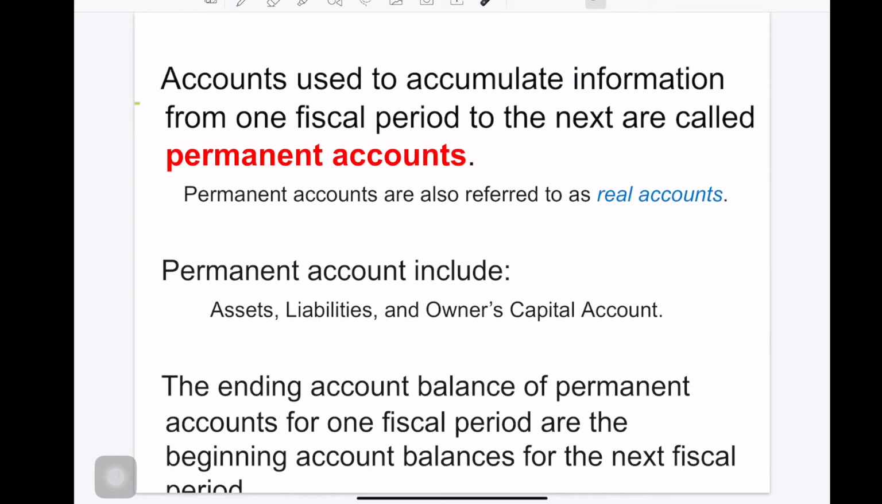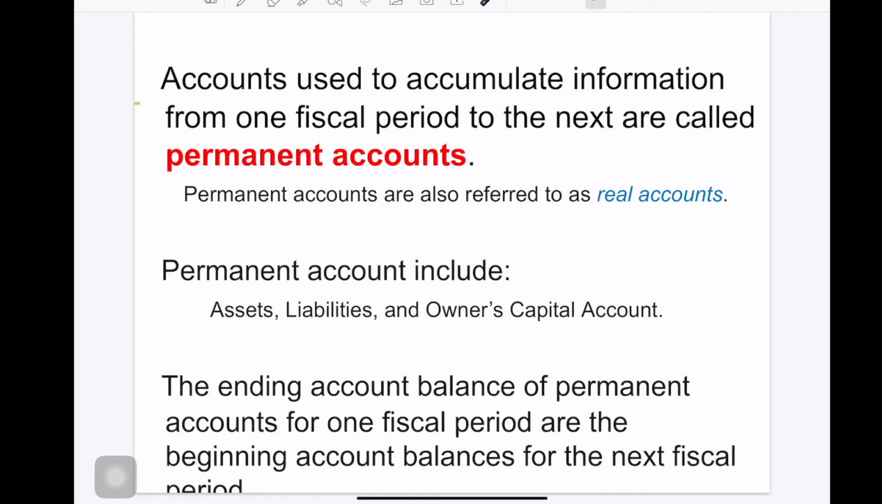Accounts used to accumulate information from one fiscal period to the other are called your permanent accounts. Permanent accounts are also referred to as real accounts. Permanent accounts include assets, liabilities, and owner's equity, or your owner's capital account. The ending account balance of permanent accounts for one fiscal period are the beginning account balances for the next fiscal period. So again, these permanent accounts will always have balances in them.